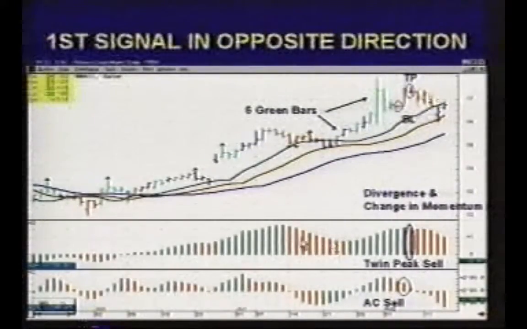The mouth was open. But at this point, notice your AO. From this point to this point, we have divergence. This is a twin peak sell signal. Remember, this peak is higher than this peak. Next bar is red. So there's a twin peak sell. You have an AC sell. And we also have a balance line sell. And you also have 6 consecutive green bars. So in this one scenario, we have 1, 2, 3, 4 reasons to sell. 4 other signals that would allow us to get out.